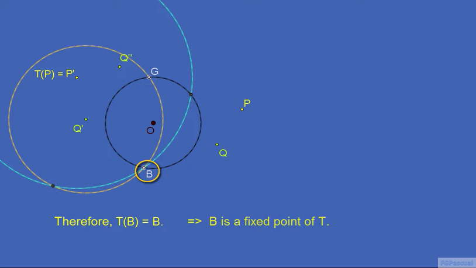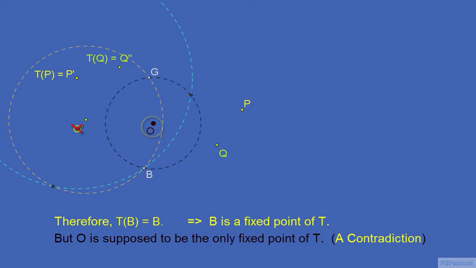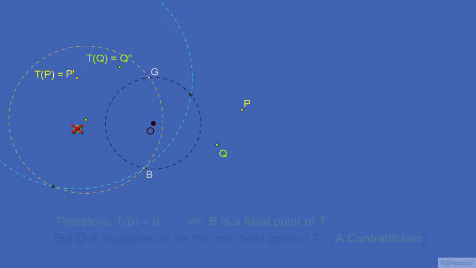But that also means that B is a fixed point of the transformation, which contradicts what is given, that capital O is the only fixed point of the transformation. Therefore, Q prime cannot be T of Q, but Q double prime is.